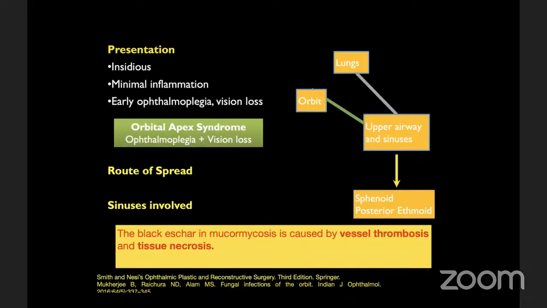So usually, from the lungs and the orbit, it can happen, and it can spread into the sinus and the airways. And that usually affects the posterior ethmoid and the sphenoid sinuses. So that is the important distinguishing factor when you talk about bacterial versus fungal. And in mucormycosis, it was caused because of vessel thrombosis and tissue necrosis.